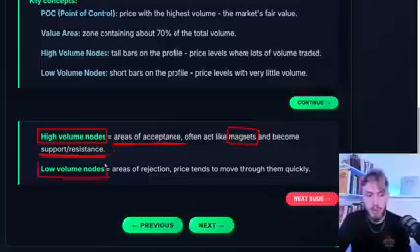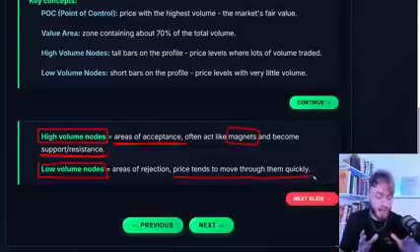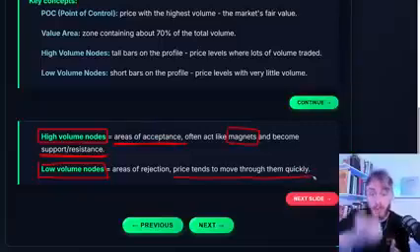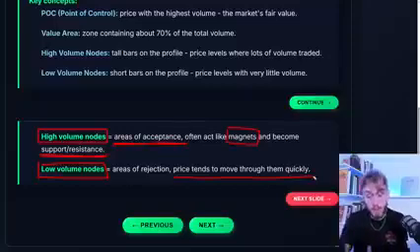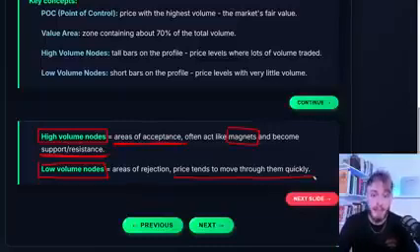But the opposite is true here for low volume nodes. Low volume nodes are known as areas of rejection. And this is where the price tends to move through these low volume nodes very quickly. So you can use this, for example, to improve your breakout trades, or just to find areas on the chart where the price is more likely to move in a quick and low liquidity manner.